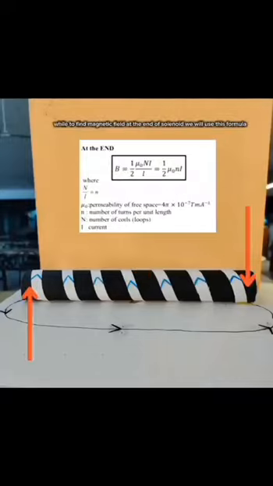At the center, we will use this formula to find the magnetic field, while for the magnetic field at the end of the solenoid, we will use this formula.